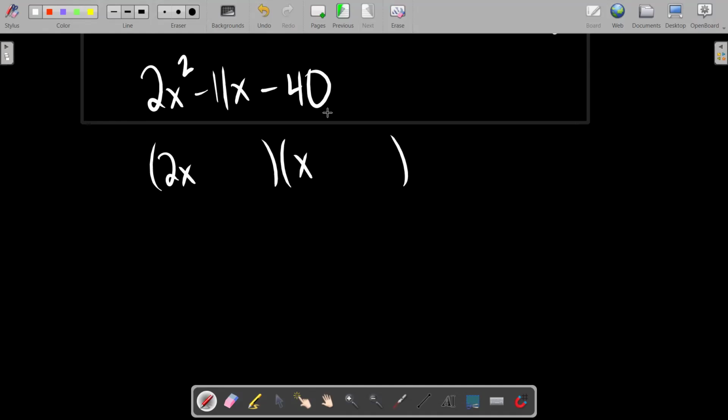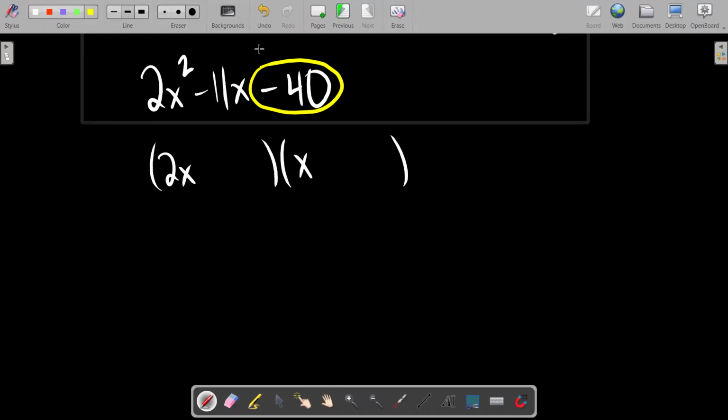And then we know that the only way to make 2 is 2 times 1. So it has to be a 2x and a 1x to make 2x squared. There's no other way, right? This is where we can get stuck. Let's take a look at the yellow egg.